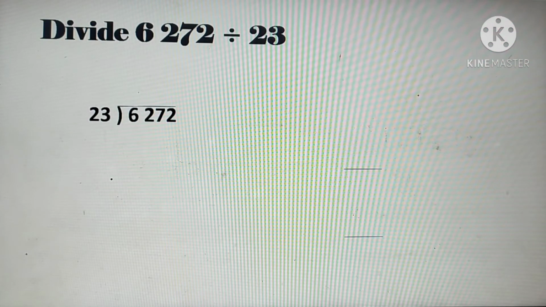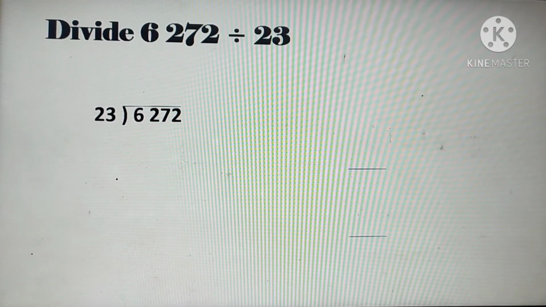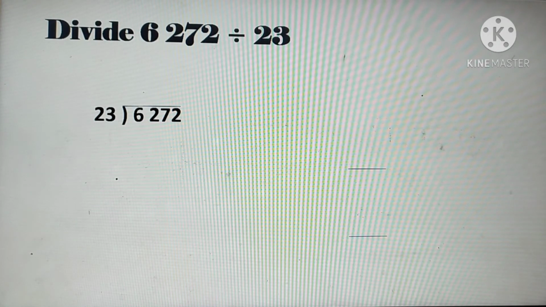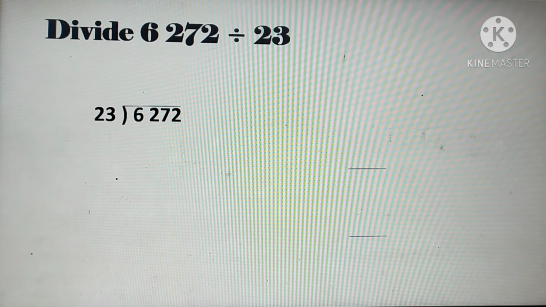Now let's divide 4-digit numbers by 2-digit numbers. So we will rewrite our numbers. We will write 6,272 inside the division sign and we'll write 23 outside the division sign. And in this case, since we have a two-digit divisor, it is good for you to list down the multiples of our divisor so that it will be easy for you to go on with the process. So you list the multiples of our divisor like this.